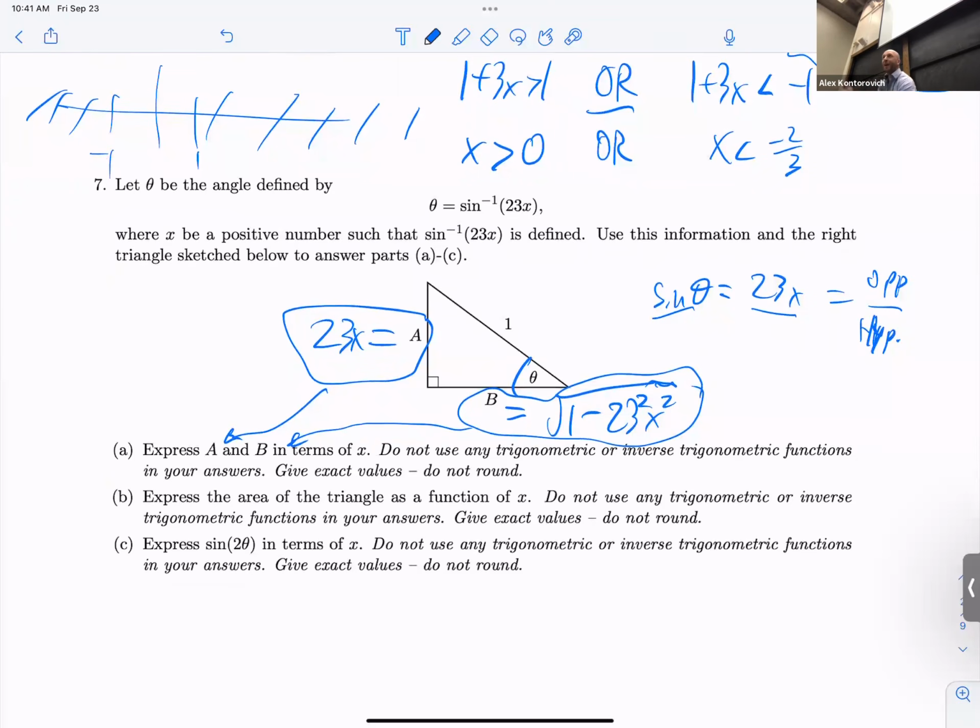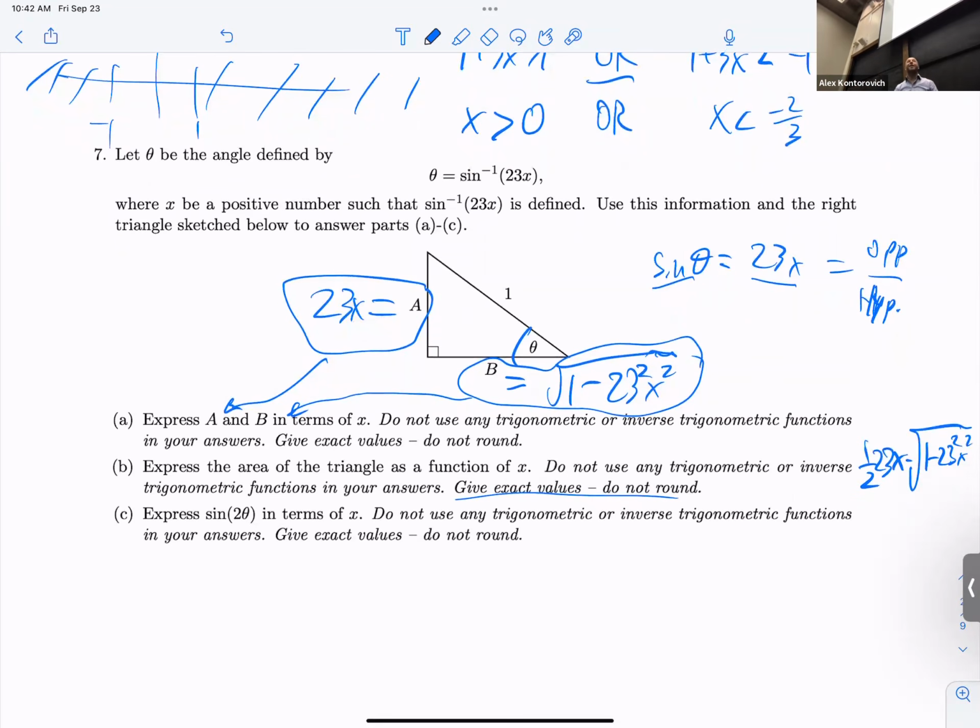Next. Express the area. Oh, come on. What's the area? It's 1/2 base times height. So it's 1/2 base 23x times the height, square root of 1 minus 23 squared x squared. Give exact values, do not round. How am I rounding? Oh, because 23 halves, I don't know, whatever.